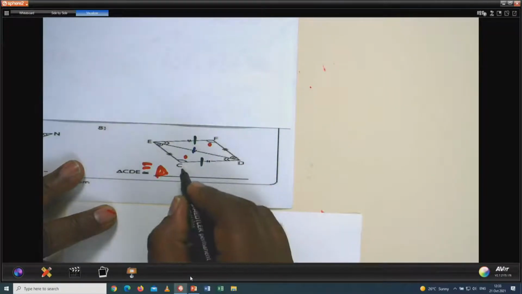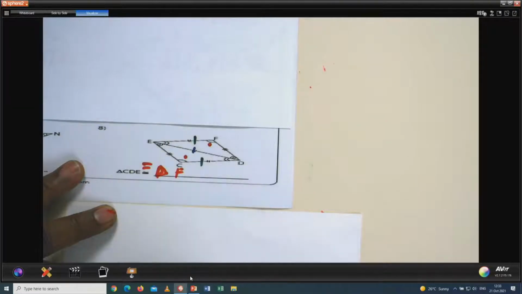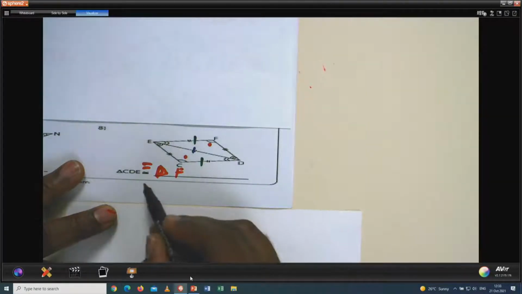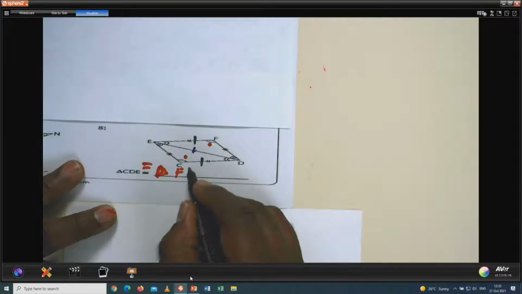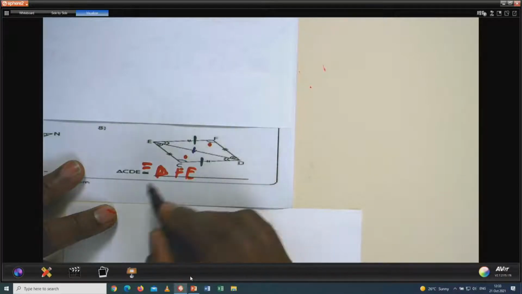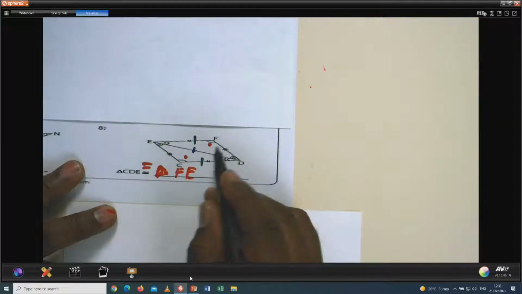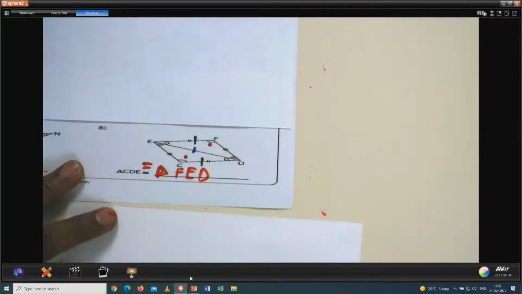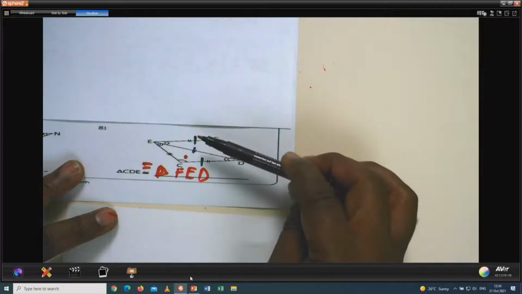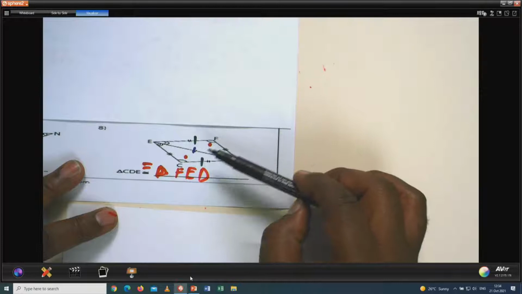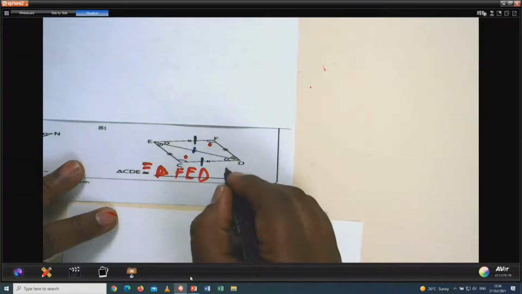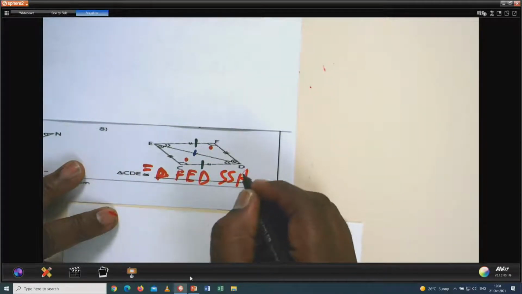F. After F, where's the D? The D is here, and then it's an E. C, D, E, F, E, D. Congruent. Why are they congruent? Side, angle, side. Side, angle, side. Like I said, you can do it in so many ways.